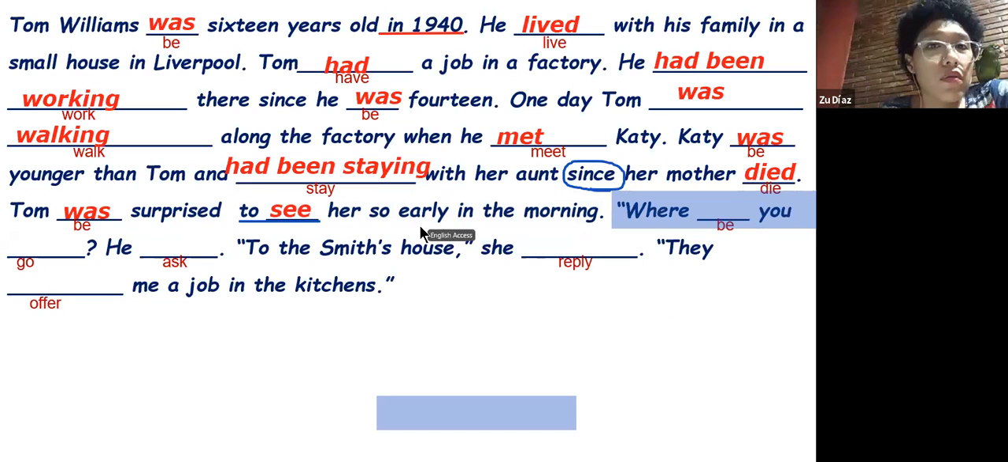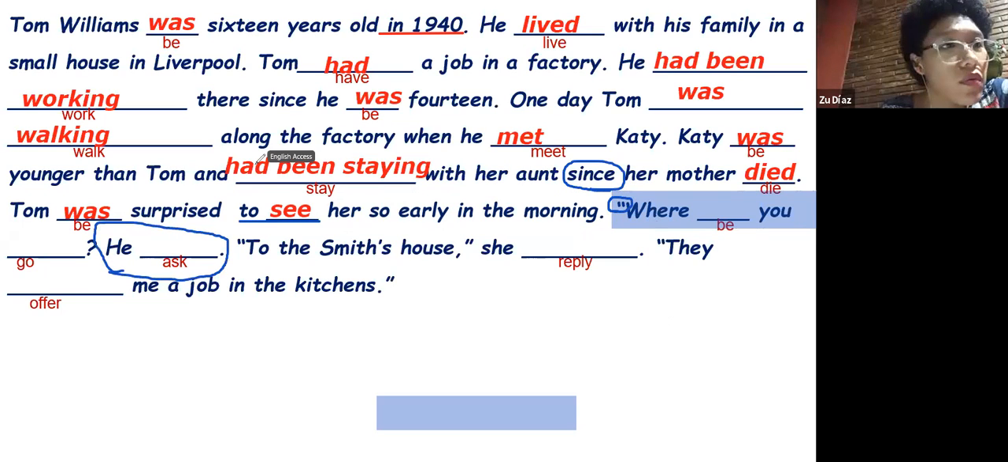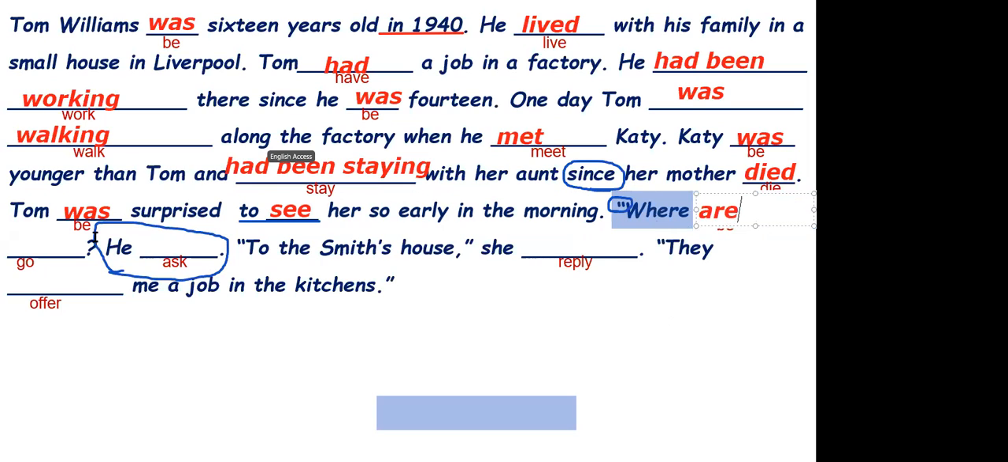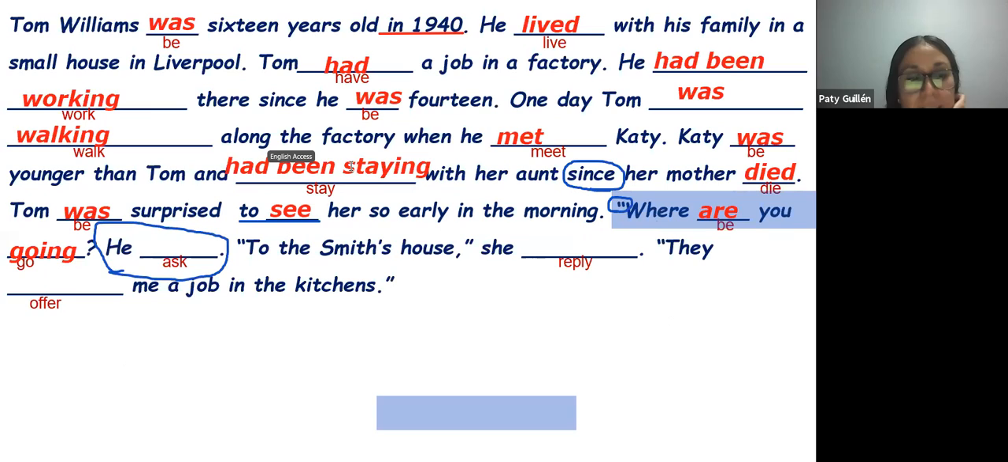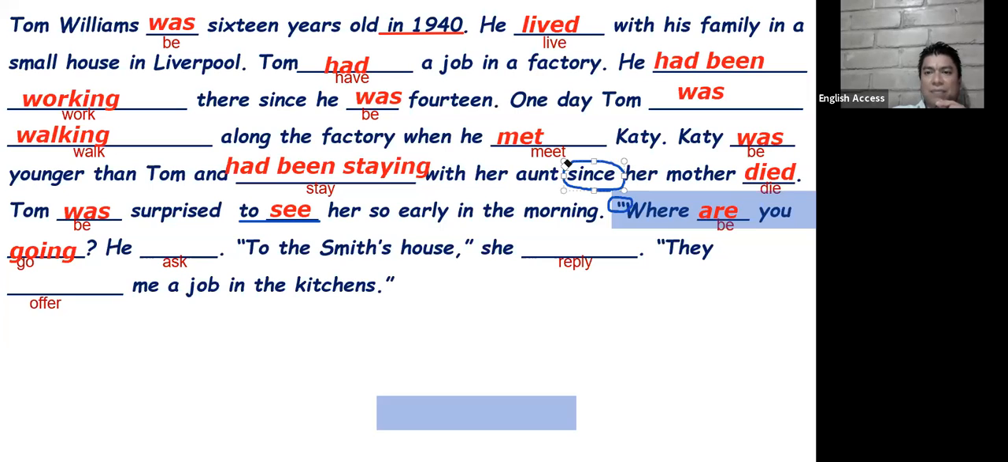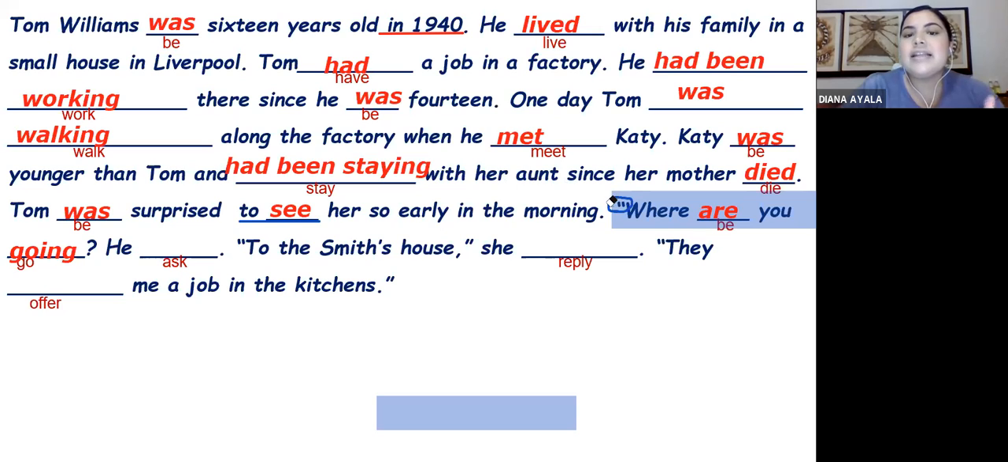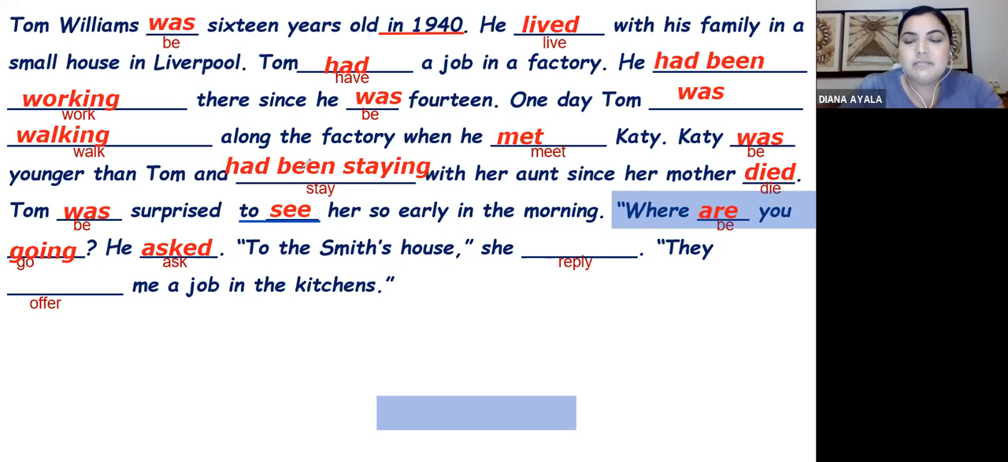Where were you going? Where are you going? Yes, where are you going? He asked. Oh yeah, he asked. Because it's reported speech, right? No, it's not reported speech, it's quoting. Oh, quoting. Okay, thanks. So he asked, to the Smith's house. She replied. He replied. She replied, yes.